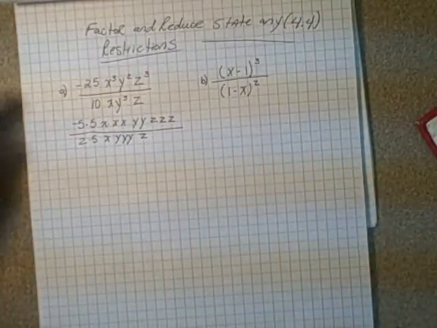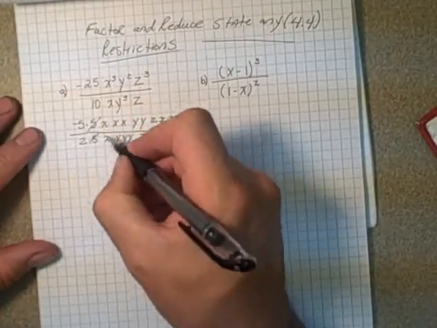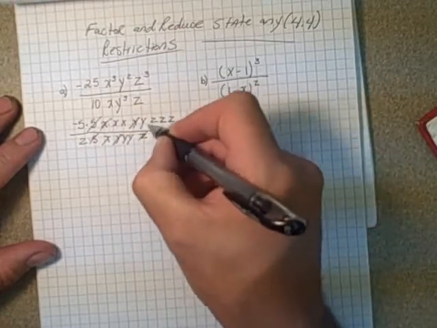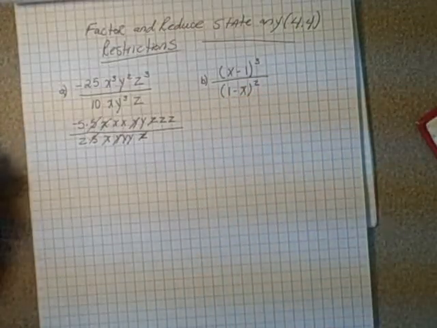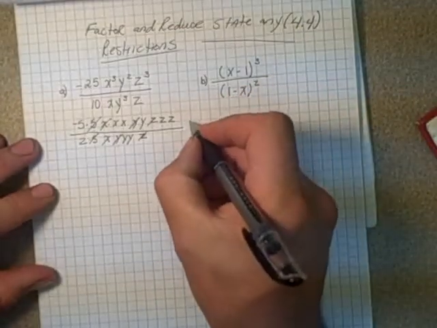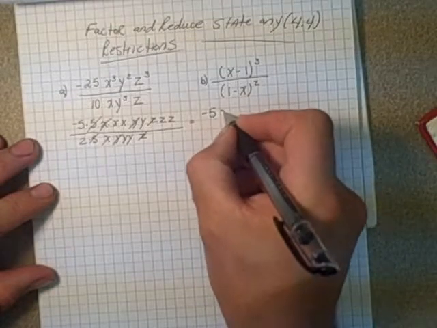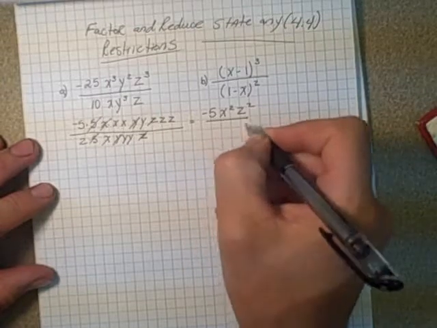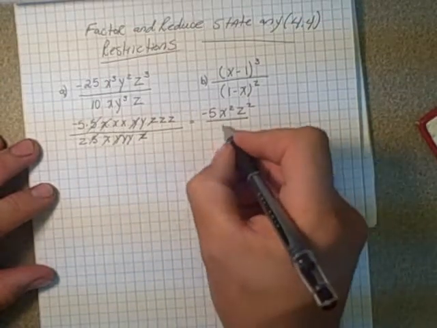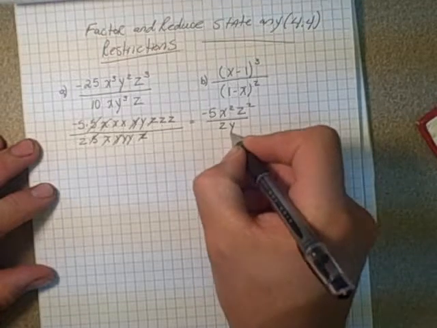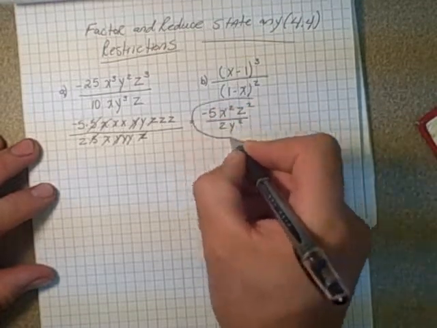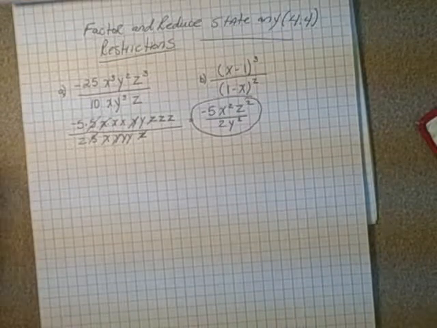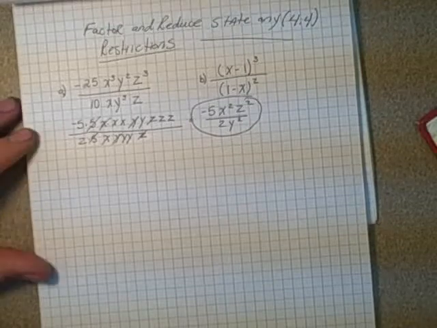So now when we cancel out each, we got a 5 and a 5, an x on each, a y here, a y there, and a z here, and a z here. And then we can see what's left in our example. Well, we have a negative 5 x squared z squared over 2 y squared. And that would be our example. I'm sure you've seen monomial factoring and reducing before, but that's just a review there.